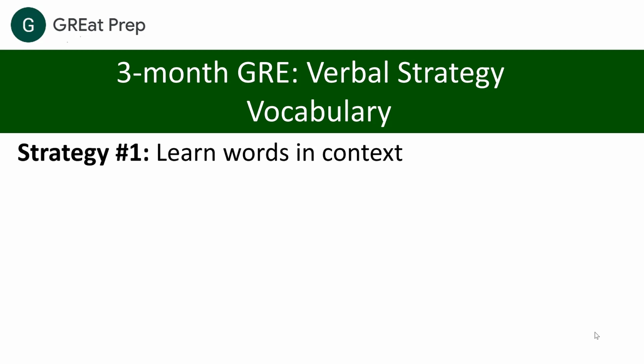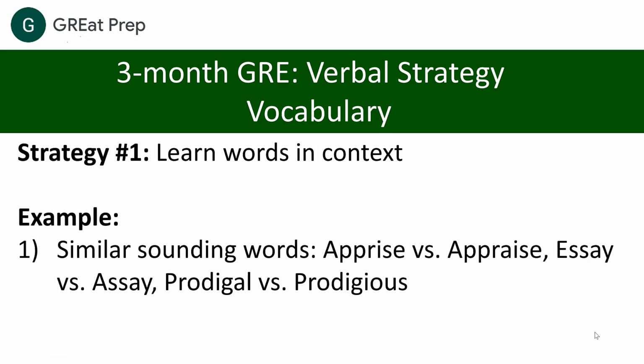You need to learn these words in context, and that is our first strategy. For example, you can have similar sounding words. Appraise sounds the same as uprise. They sound the same because in your brain, when you read words, you're also trying to recognize them by consciously or subconsciously pronouncing them in your mind. And words that sound similar can throw you off. And the ETS test makers really love to throw these kind of traps on test takers.